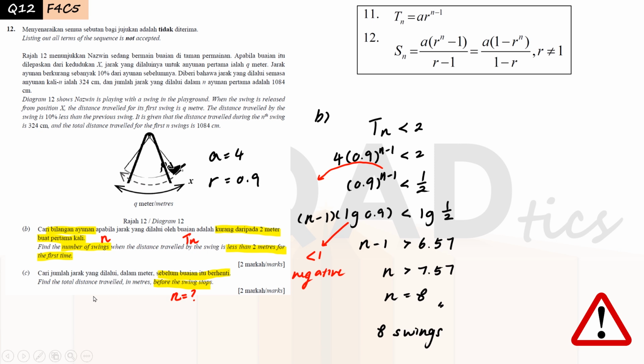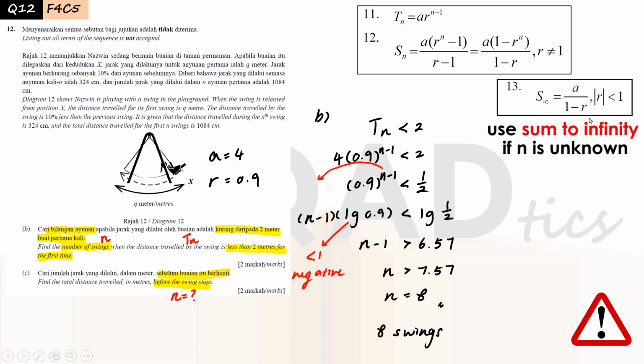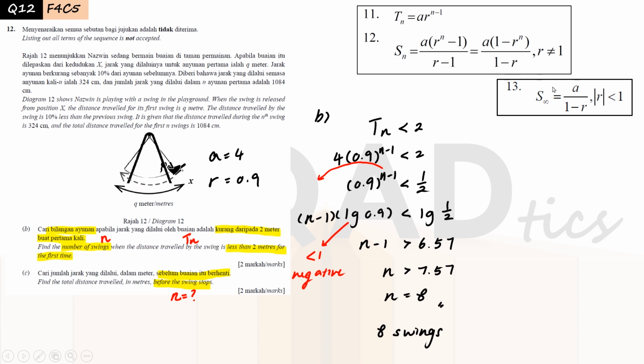So to find the total distance traveled where n is unknown, we can use a lesser known formula in geometric progression, and I hope you'll remember it, it's this one, the sum to infinity formula. So we will use this formula when we don't know the value of n, but we want to find the total distance traveled. Okay, so to find the answer, very simple, we are just going to substitute the values of a and r from here, and we can find the answer, which is 40 meters.